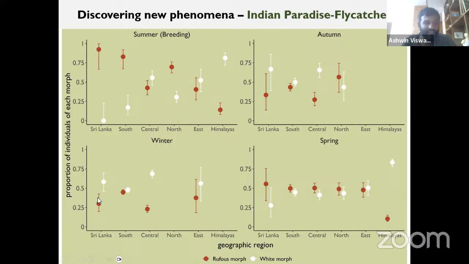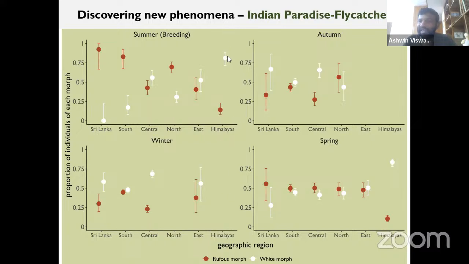Whereas in winter, actually there are more white morph in Sri Lanka than rufous morph. Is that clear to everybody? In South India as well, it's almost 80% rufous morph individuals and just a tiny proportion of white morph. Whereas in the winter, both rufous and white morphs become almost equally likely. Yeah? That's clear to everyone?